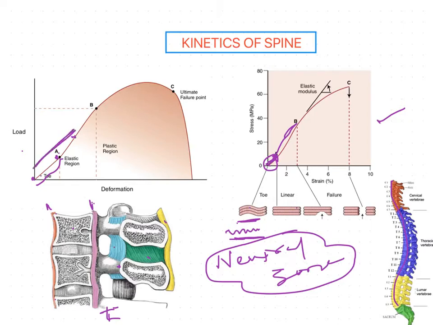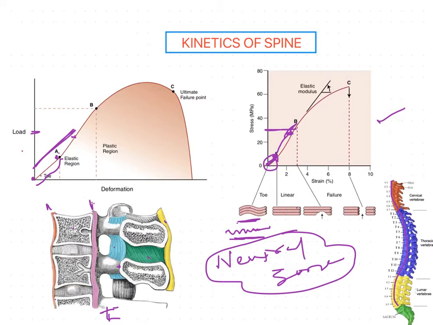So this is some sort of neutral zone. That means we are applying load here. So up to 30 also this neutral zone is present. Then we are increasing the load, but the stiffness is not developed. So what is happening to that one? So still it is like this. So the structures are not able to accept that force.